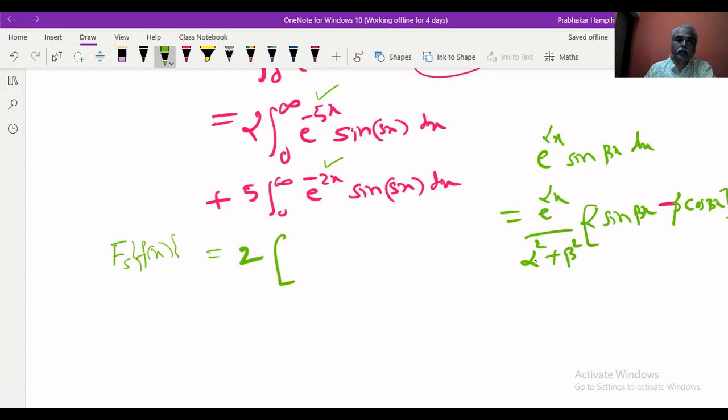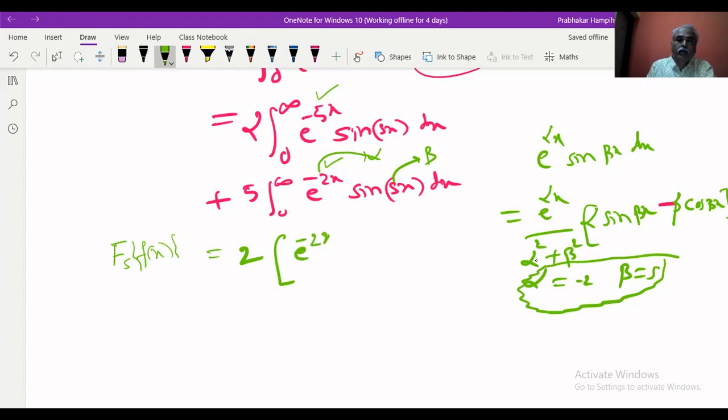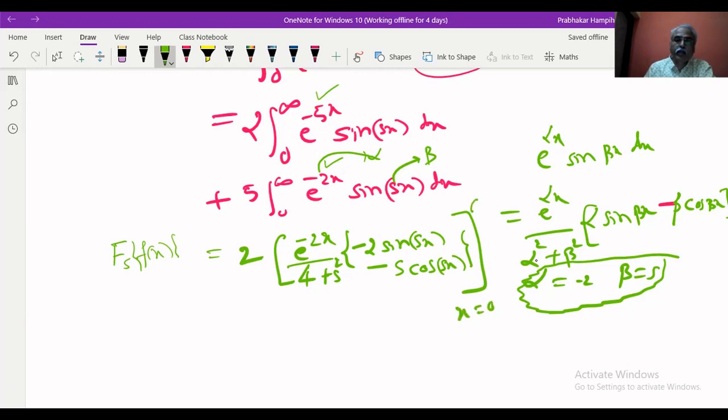So in this case alpha is -2, beta is s. Put alpha equal to -2, beta equal to s. So we are going to get e raised to -2x upon -2 square is 4 plus s square into bracket -2 sine x minus s cos x. This whole thing between x equal to 0 to infinity.